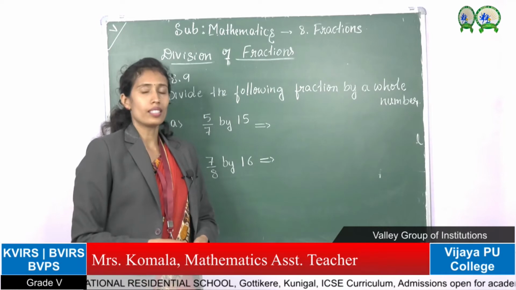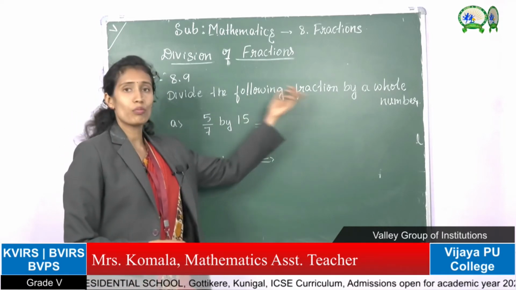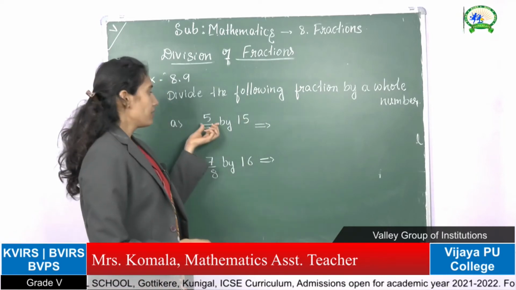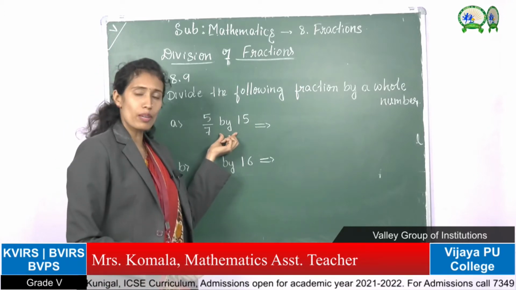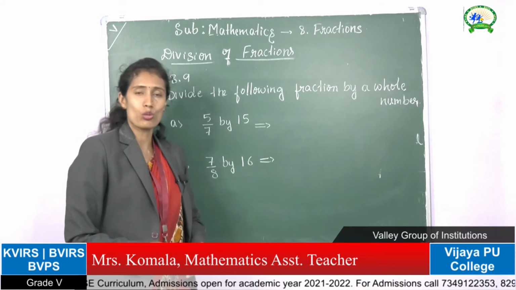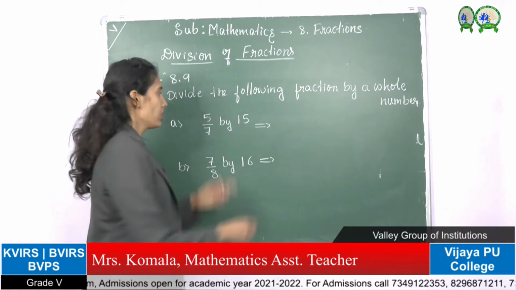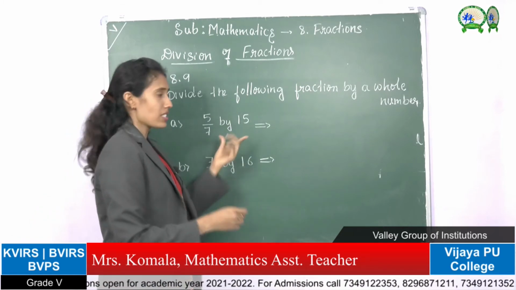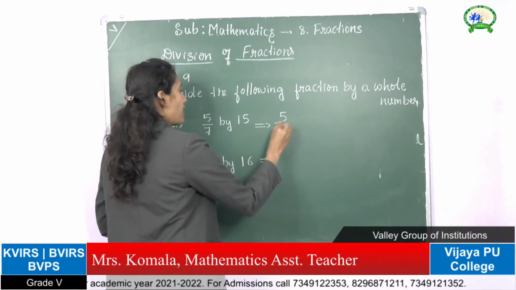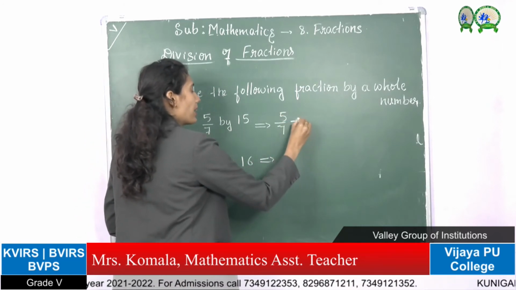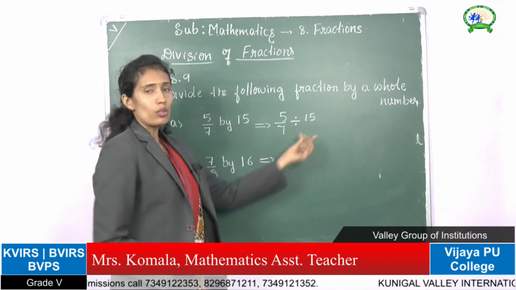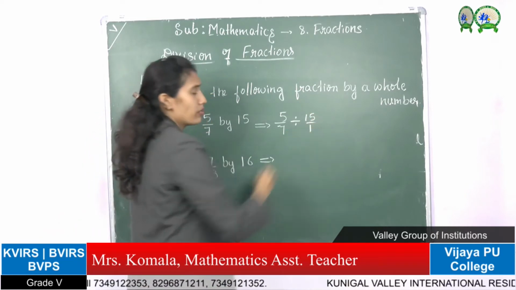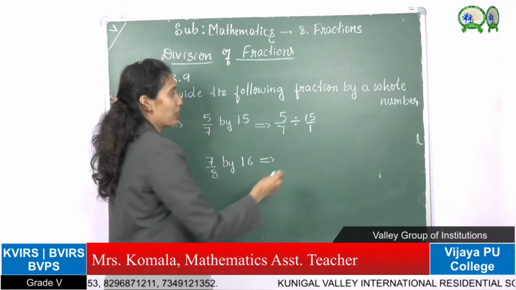Now let us learn dividing a fraction by a whole number. 5 by 7 by 15. Here we have used the word by. By means we have to use the operation division. So we can write this fraction symbolically as 5 by 7, by means division, and 15. For the denominator you can write 1, which gives the same value.